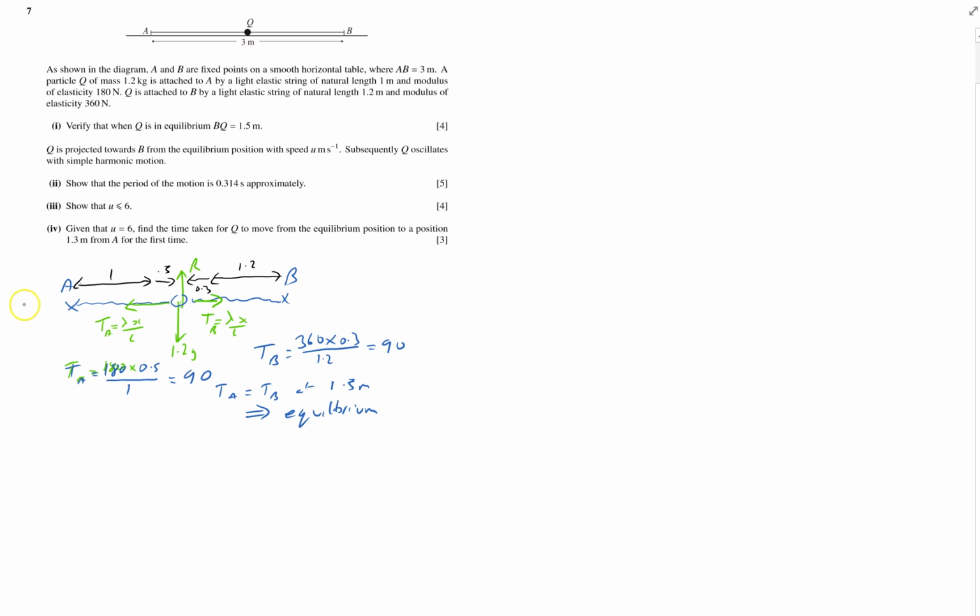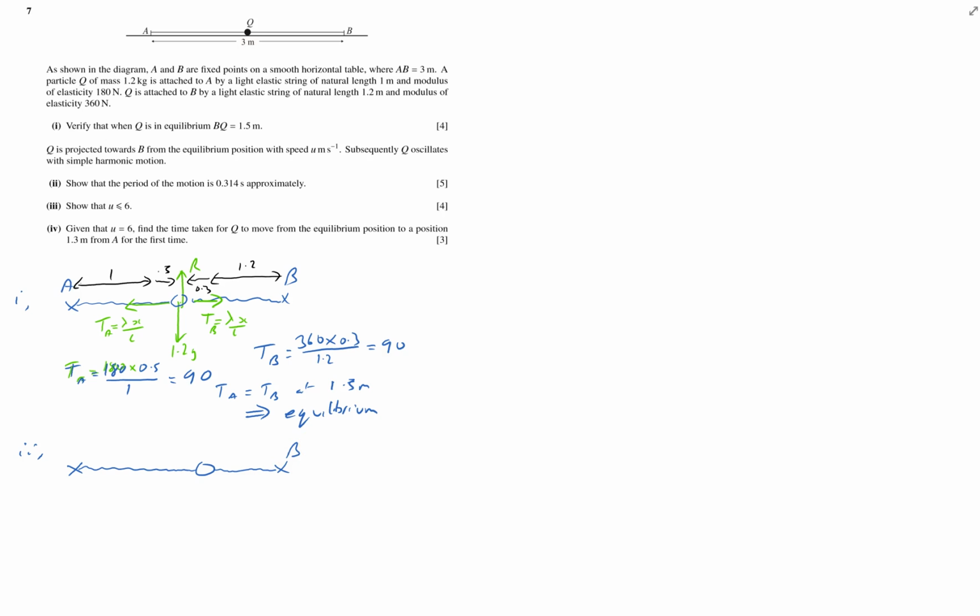And now it's part II. Okay, so now I've got to show that it's hit with speed u. I've got to show that the period is 0.314. So I need to get an equation with x double dot is minus n squared x. That's what I'm looking for. I'll try to draw that directly underneath the previous diagram.